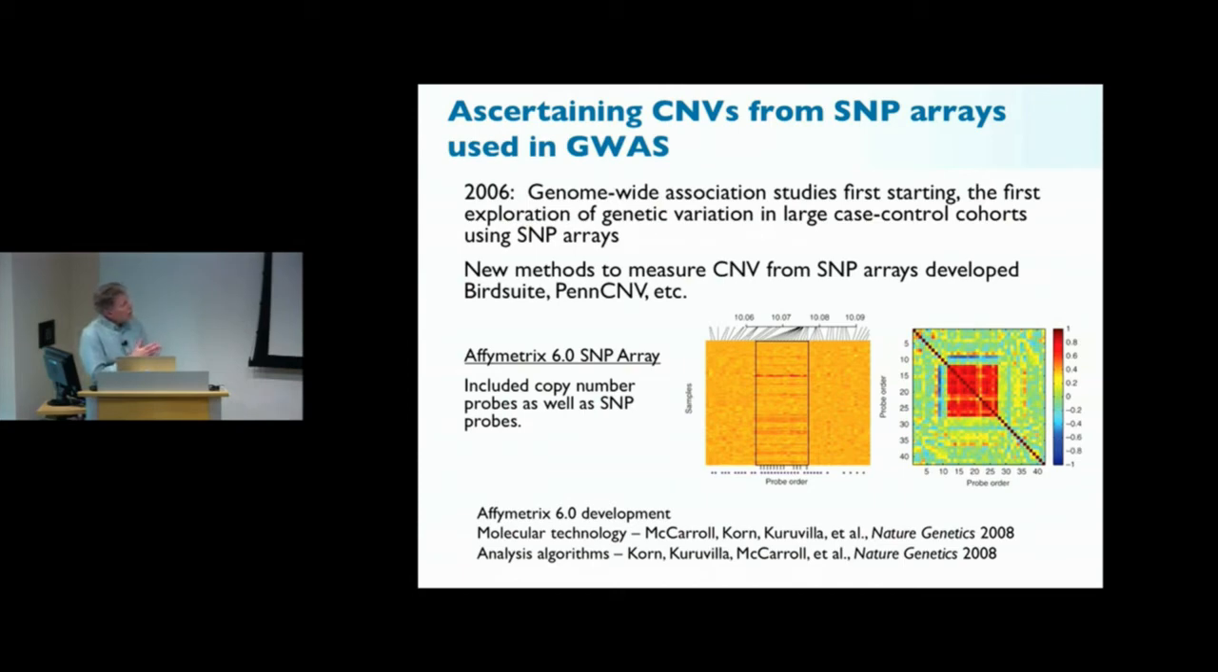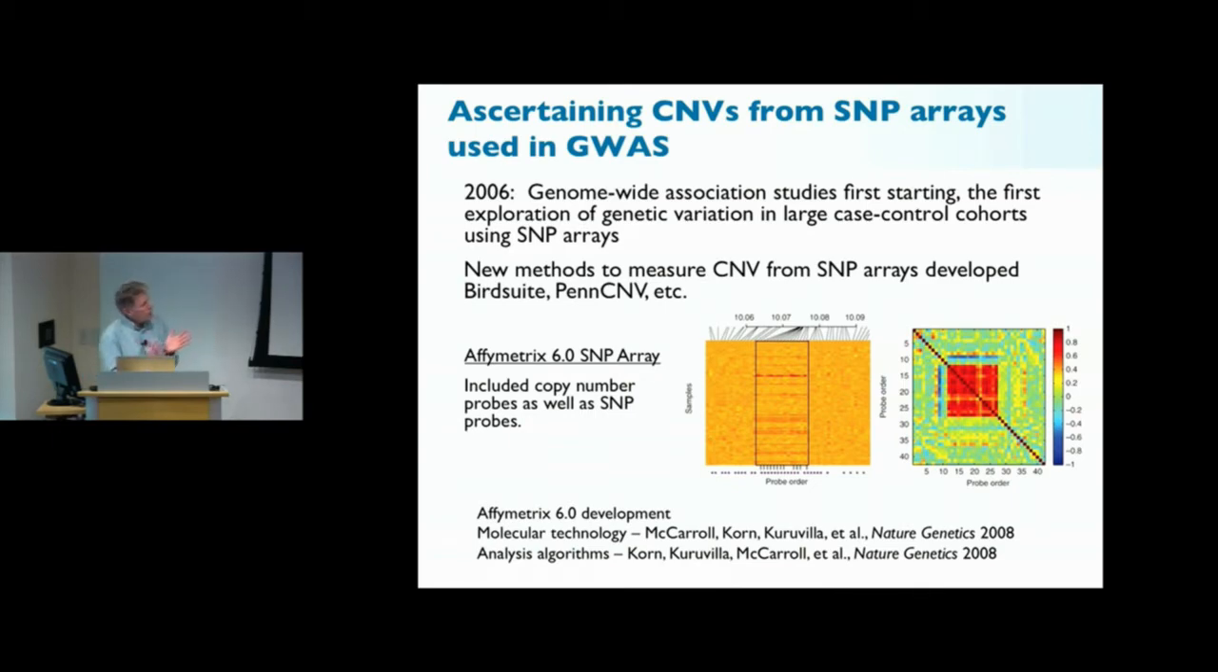This was also the era when GWAS arrays were beginning to be used at large scale. And people realized that you could also use the intensity signal from the GWAS arrays to ascertain copy number variation. All those SNP probes have an intensity signal, and you're measuring the difference between the A and B signals. But if there's a deletion or a duplication, you'll get a shift in the intensity of the signal, and you can use that to call copy number variation.